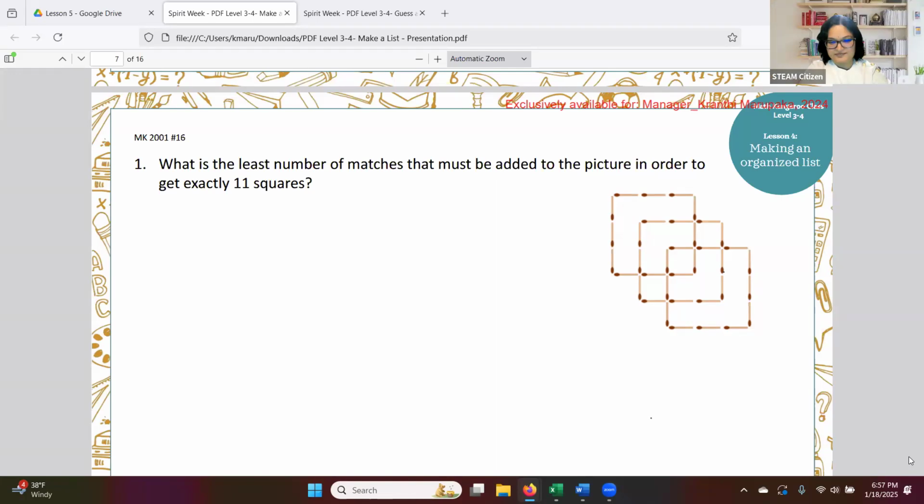You had a question? What does this have to do with making an organized list? Well, if you think about it, we did have to make an organized list when we were talking about how many squares there were, because we were counting all the squares and writing the list on the side. If you hadn't done that, you would have gotten quite confused when you tried to solve it.